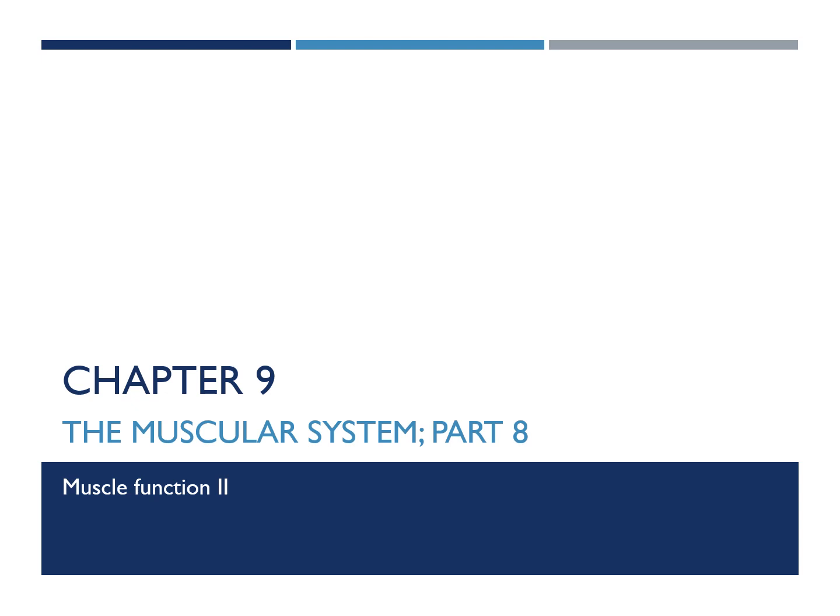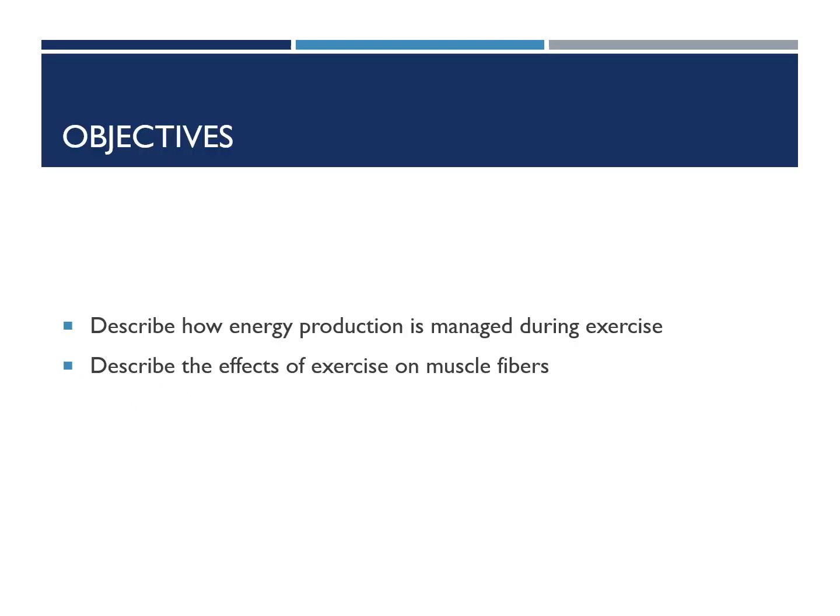Welcome to part 4 of this video series on the muscular system. This is the second video in which we will explore exactly how the nervous system stimulates skeletal muscles to contract. By the end of this video, you should be able to describe how energy production is managed during exercise, and you should be able to describe more effects of exercise on muscle fibers.